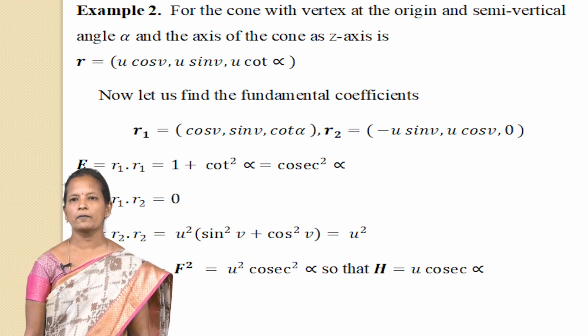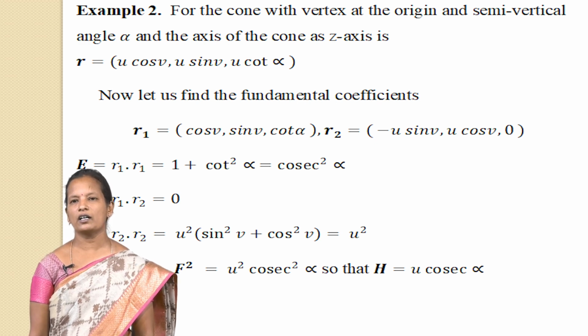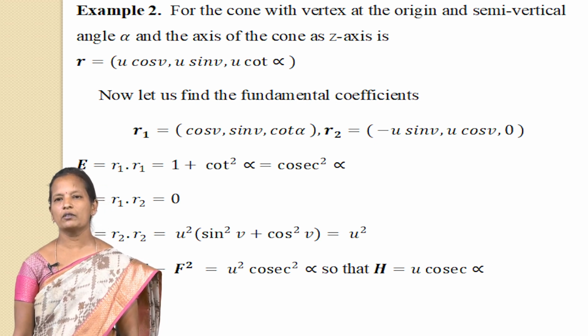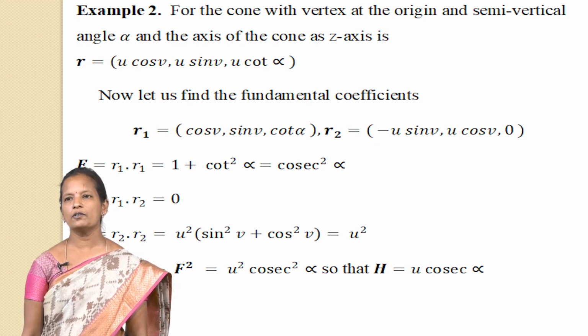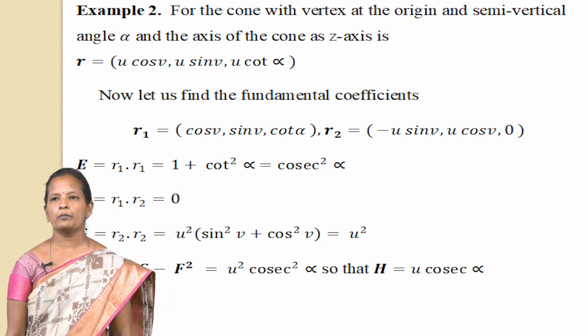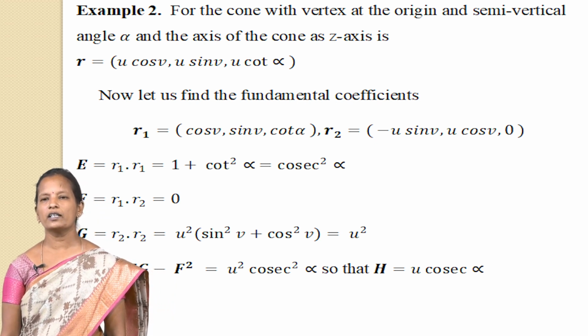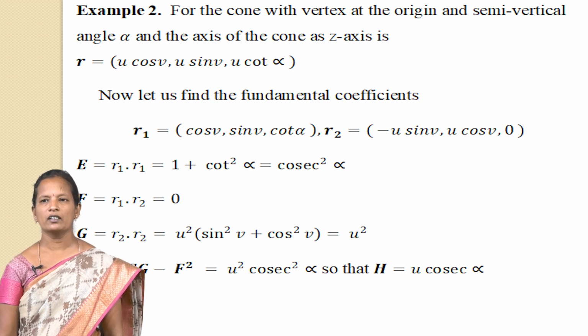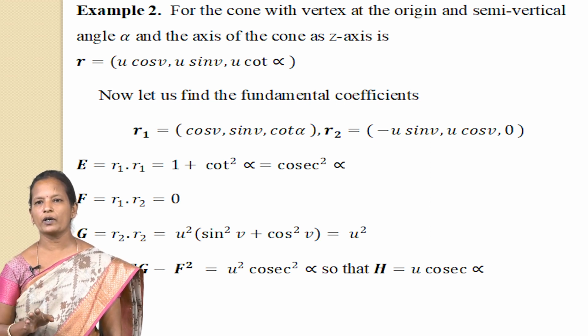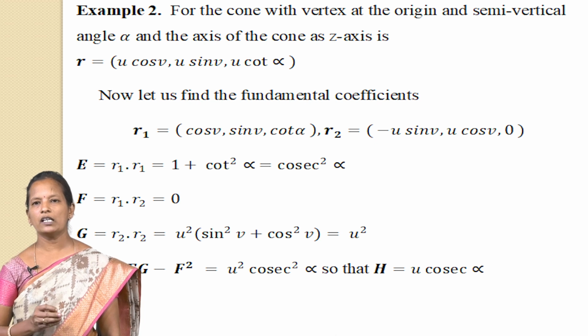Next, let us go for G. What's the formula for G? Yes, R2 dot R2, R2 squared, taking the R2 dot product with itself. So minus U sin V into minus U sin V, so U squared sin squared V, plus U cos V into U cos V, so U squared cos squared V, plus 0, isn't it? So U squared is common for the two terms. Take U squared out, and the balance is sin squared V plus cos squared V, so U squared into 1 is equal to U squared. Then we found E, F, G.